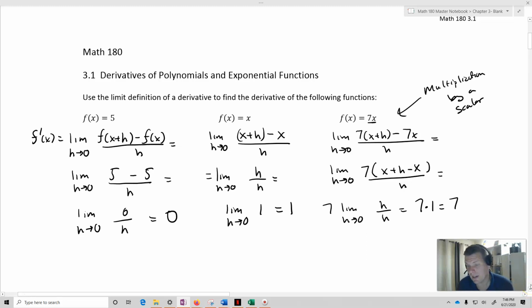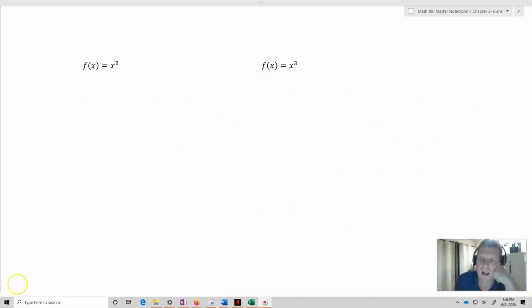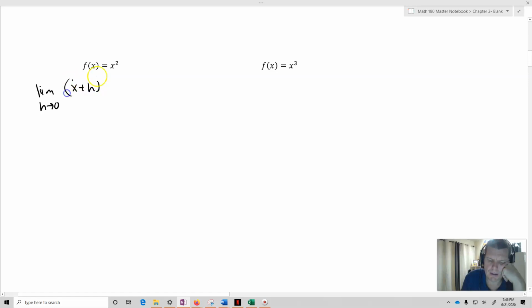Let's take a look at another couple and see if we can derive some rules. How about f of x equals x squared? Let's try it out. We want the limit as h approaches 0 of (x plus h) squared minus x squared over h. If I FOIL that out, I get the limit as h approaches 0 of x squared plus 2xh plus h squared minus x squared over h.